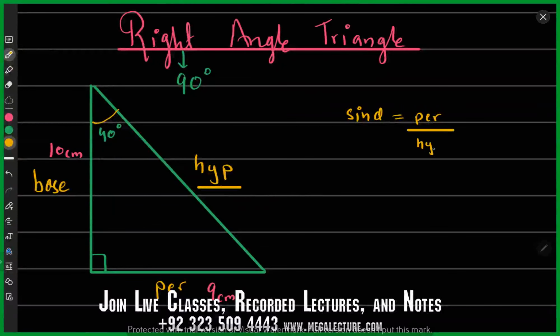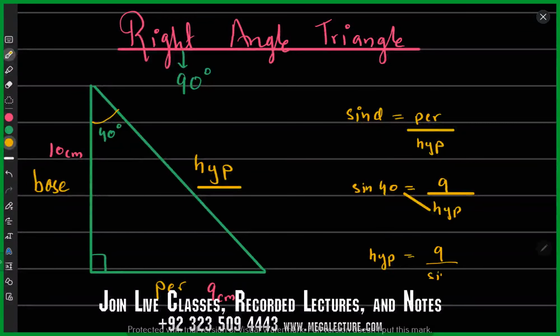Sine theta. What is theta? Theta is 40. Perpendicular side is 9, and the hypotenuse side is unknown. So I'll write it down this way. Now I'll take hypotenuse on the other side. And this is going to give me 9 divided by sine 40.